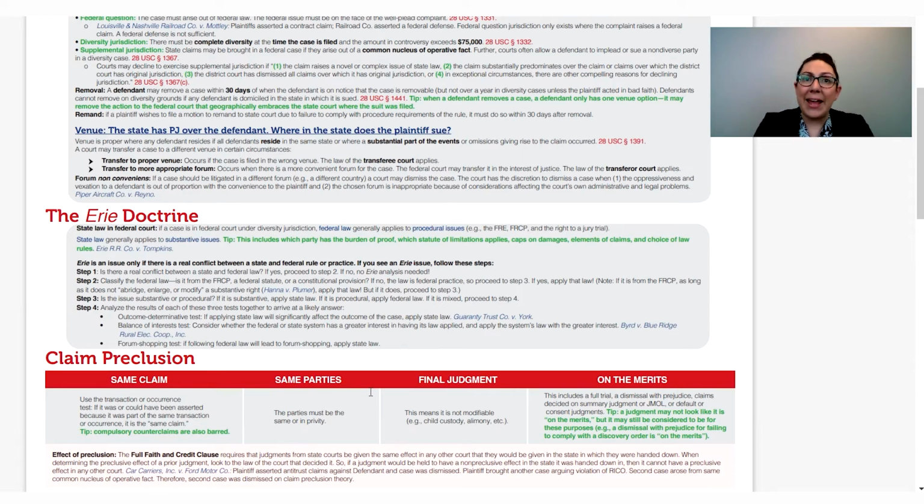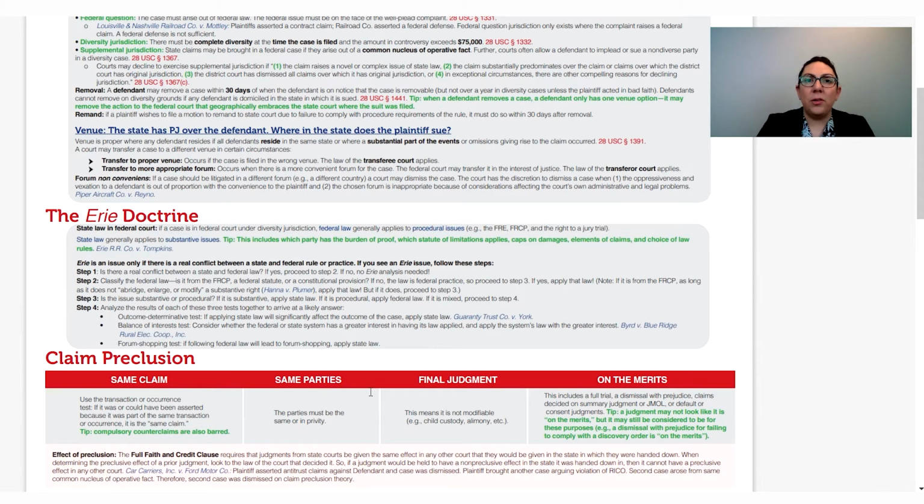In step 3, if it's not one of these specific rules, you want to see if the issue is substantive or procedural. The rule is that the federal court will apply the state substantive law and apply its own procedural law.